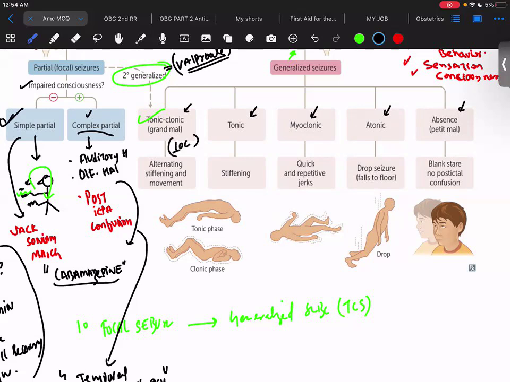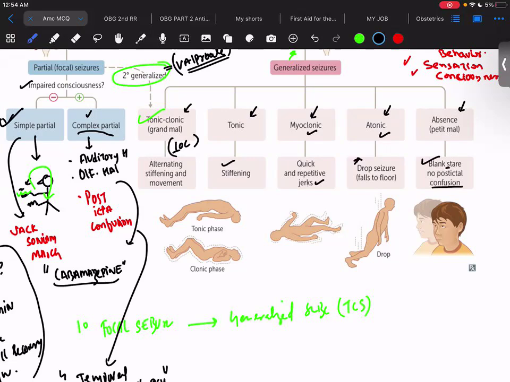Tonic means that the patient is only having stiffening. Myoclonic means quick and repetitive jerks in the muscles of the patient. Atonic means there is a drop seizure, right? The patient falls. What is the difference between the absence and the atonic seizure? In the absence seizure there is a blank stare and there is no post-ictal confusion.